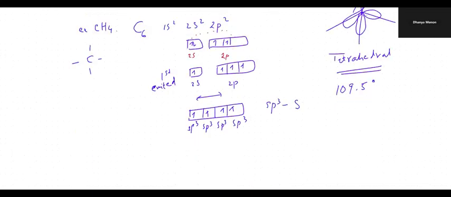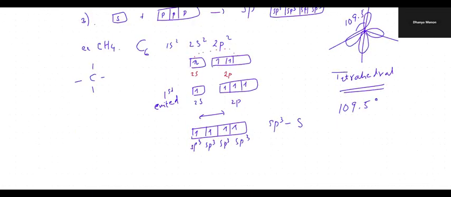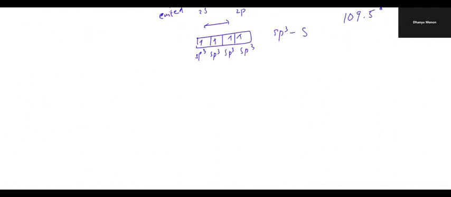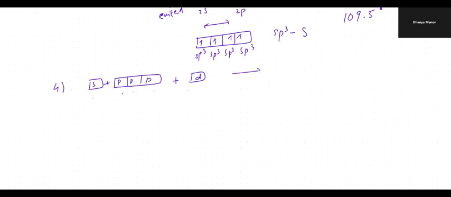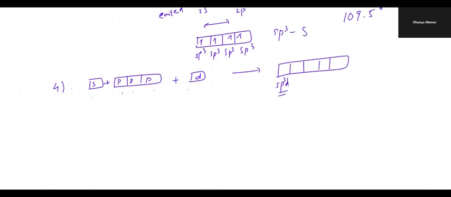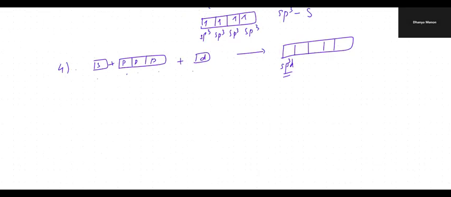Moving on further, this was the third type of hybridization, right? The fourth type, 1s is combining with 3p and 1d. How many orbitals do we get? 1, 2, 3, 4, 5. We get 5 orbitals, each of them sp3d. For now, just understand what's happening, and at the end, the shapes you have to memorize. You have to memorize the shape.